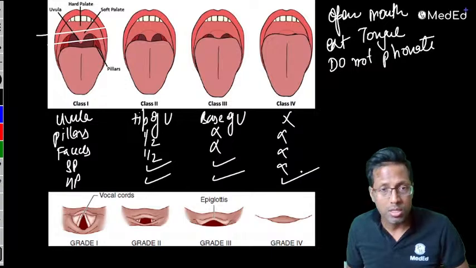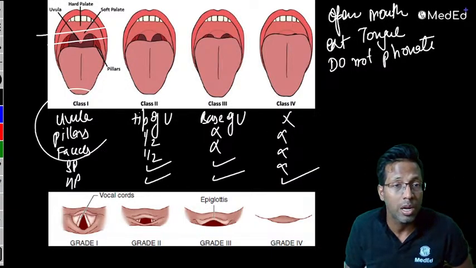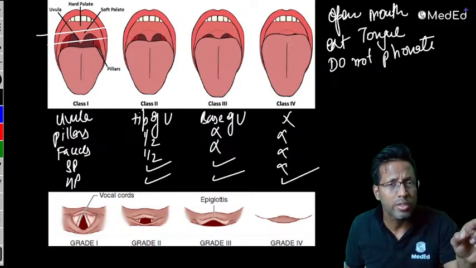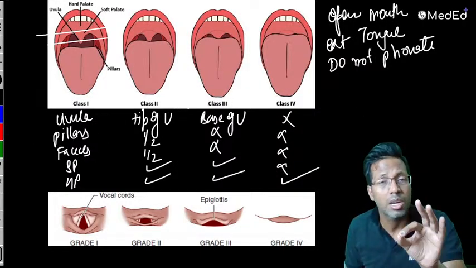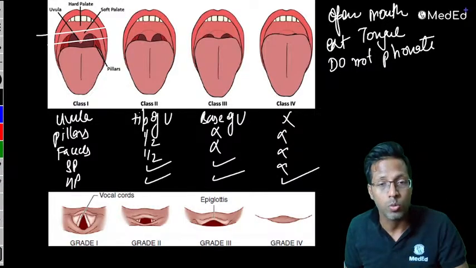So remember, just by looking at the uvula, you can understand it is Mallampati 1, 2, 3 and 4. If it is visible, Mallampati 1, not visible, Mallampati 4, and if just the tip is not visible, Mallampati 2, and only the base is seen, Mallampati 3. So just by that one structure, you can identify Mallampati as an image-based question.